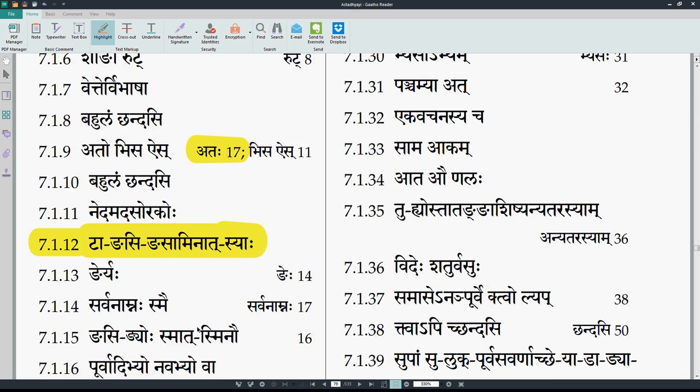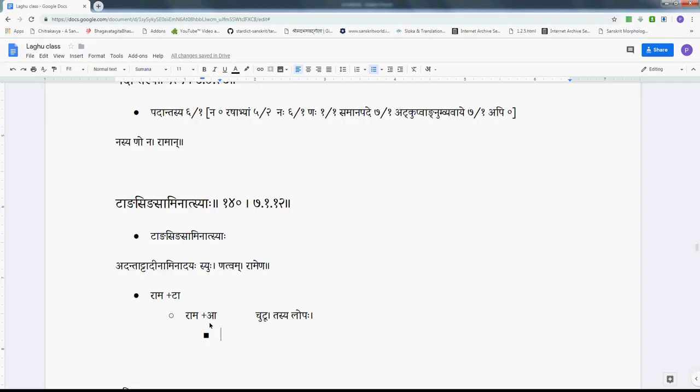Adantat, he says am. Am, inatsyaha, in and at. So he says, see this, Rama plus ta has become Rama plus a, and this a is from ta. Although takara is it, the akara is of ta, and ta is a pratyaya. If it is a pratyaya, then what is the samjna for what precedes? It is anga. So adantad angad.